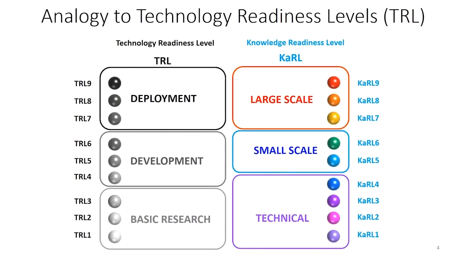In analogy to TRL, we developed in NanoRego the Knowledge Readiness Level, KaRL. KaRL is also a 9-grade scale divided into 3 blocks. KaRL 1 to KaRL 4 refers to the technical readiness of knowledge. KaRL 5 to KaRL 6 refers to the knowledge readiness for small scale. And KaRL 7 to KaRL 9 refers to the knowledge readiness for large scale.